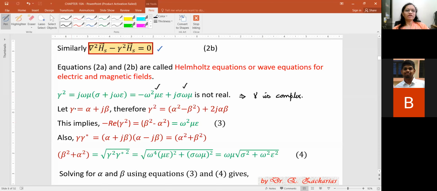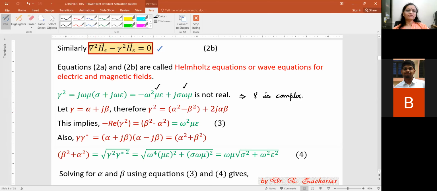Okay, so what we will now do is, let us assume that this gamma is some alpha plus j beta. Don't think about what alpha, beta and all that are. They are all going to have a meaning. Right now we are doing some mathematics, but they all have a meaning which will become clear as we go ahead. There is a physical significance for each of these terms. So this propagation constant gamma is written as alpha plus j beta. Alpha is the real part and j beta becomes the imaginary part.